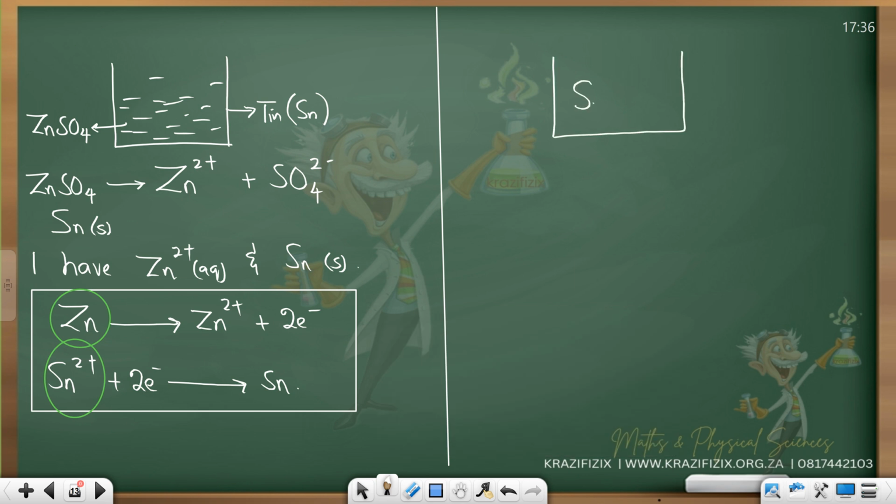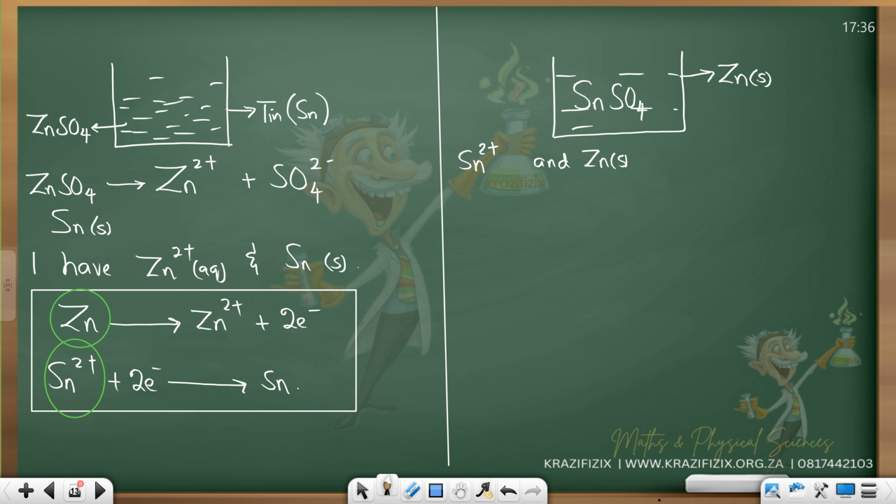Look at this. Sn, SO4, and I have zinc. Please listen, you're going to get it now. Do you notice I've reversed the two? Right? Again, what do I have here? I'm going to have Sn2 plus and what? Zinc what? Solid. Because my container is a solid. The solution is what?